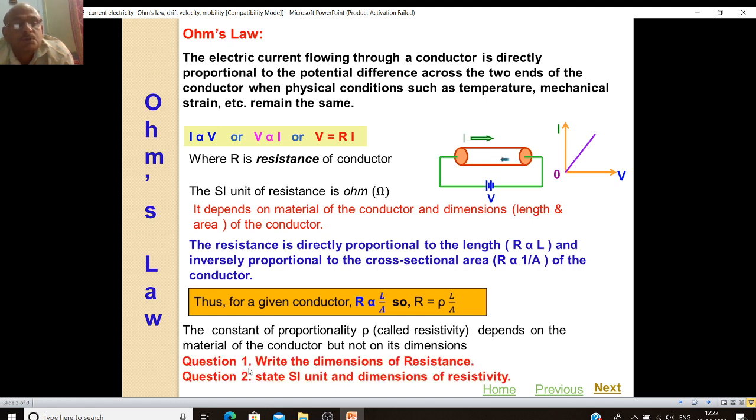Now, do these two questions. Write the dimension of resistance. How we write the dimensional formula we have learnt in class 11. State SI unit and dimensions of resistivity.